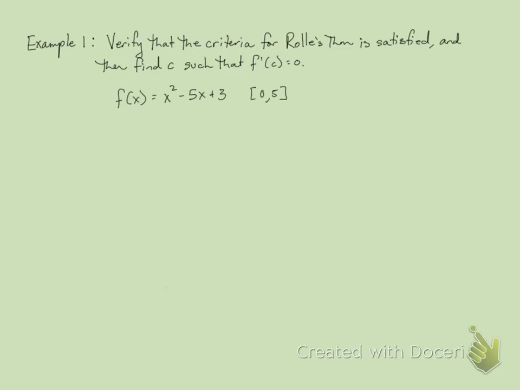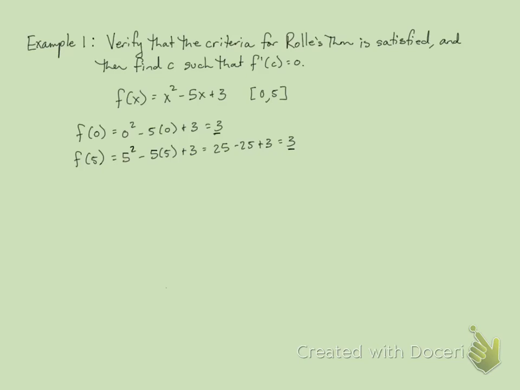So we're going to look at f of 0, and that's going to be 0 squared minus 5 times 0 plus 3, which is 3, and make sure that we get the same when we put in 5. So we'll get 5 squared minus 5 times 5 plus 3, which is 25 minus 25 plus 3, which also equals 3. So our outputs are the same. So the criteria for Rolle's theorem has been satisfied.